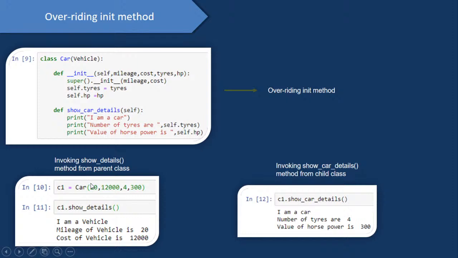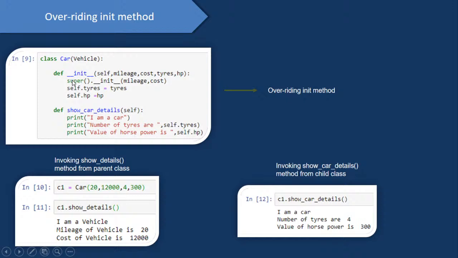And once you assign all of these values, you can just print out the details over here. First, you're printing out the details for your parent class. So C1.show details. Here you would see that I'm a vehicle, mileage of vehicle is 20 and cost of vehicle is 12,000. Then you're going ahead and printing out the details for your child class. Here you will see I'm a car, number of tires are 4 and value of horsepower is 300. So this is how you are using or overriding the init method in the child class. So most of you folks are asking what is super.init or what is super over here.